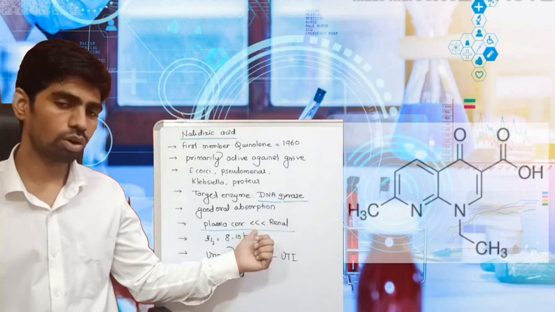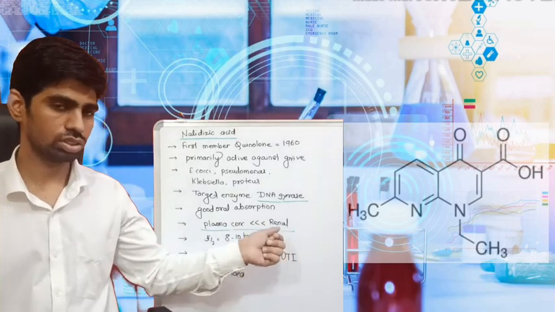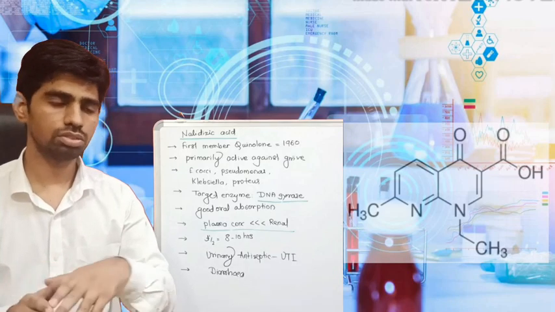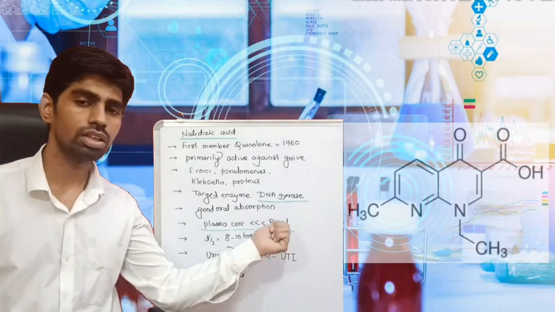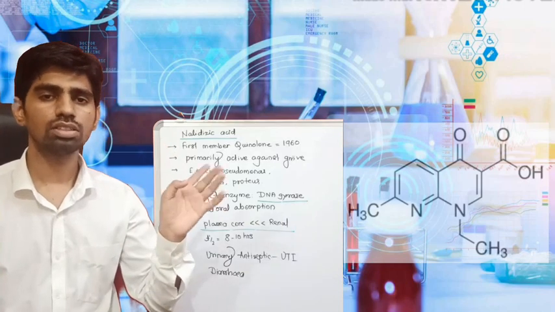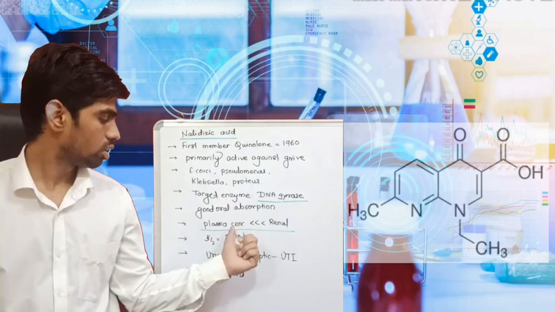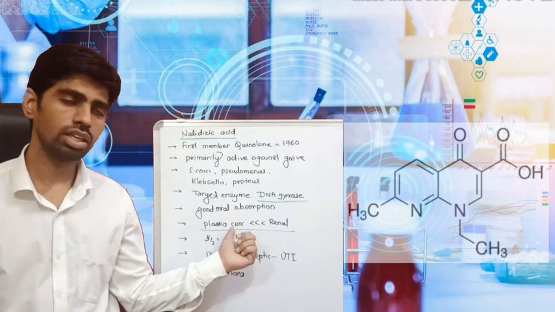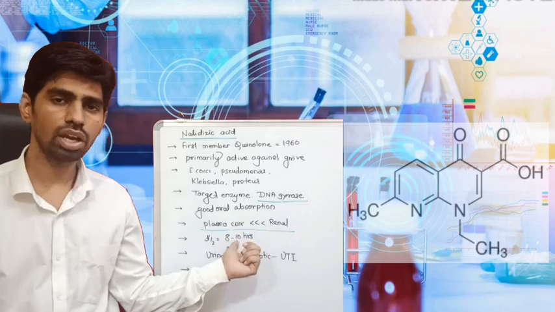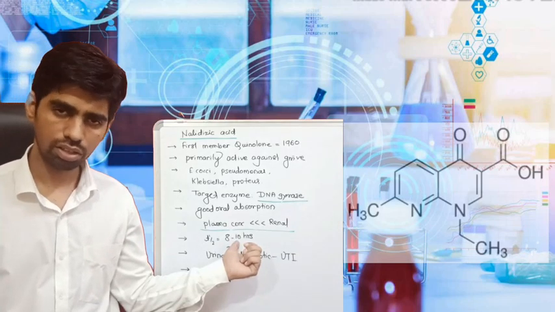And the second important point is the concentration in plasma and the renal concentration. Most of the quinolones or fluoroquinolones achieve a higher concentration in the renal system or in the urine, and that is the main reason why these drugs are used for urinary tract infection. Now here the plasma concentration is relatively lower as compared to the renal concentration. Its half-life is about 8 to 10 hours, and later it is excreted by the renal route.